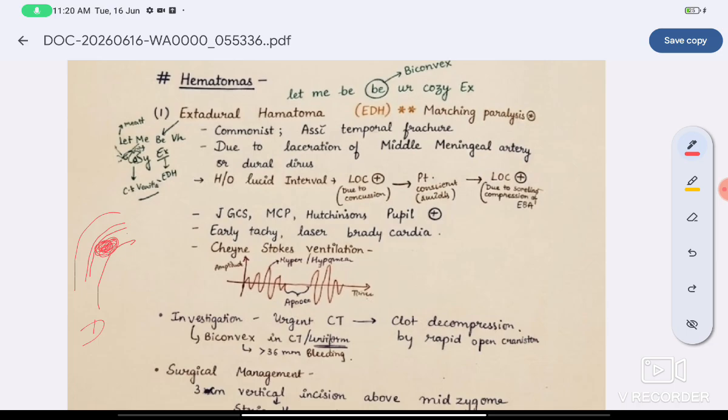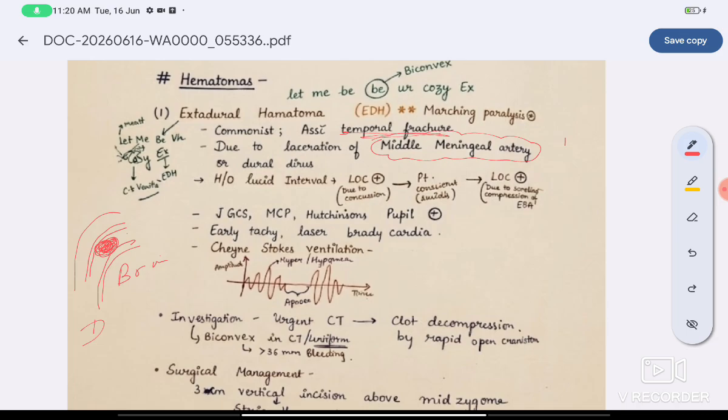So it is extradural. This is the dura. This is the brain. So in extradural hematoma there is a hematoma formation or collection or pooling of blood outside the dura mater. Coming to the clinical features, it is the commonest type of hematoma you can ever see in a head injury, associated with temporal bone fracture, and occurs due to laceration of the middle meningeal artery.